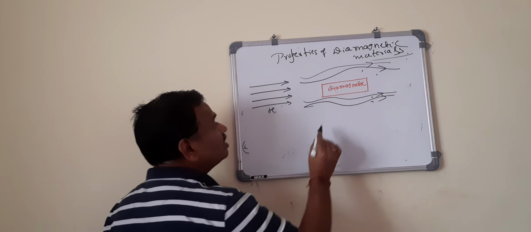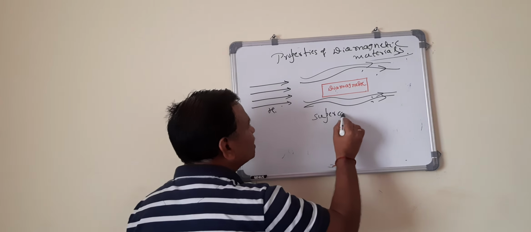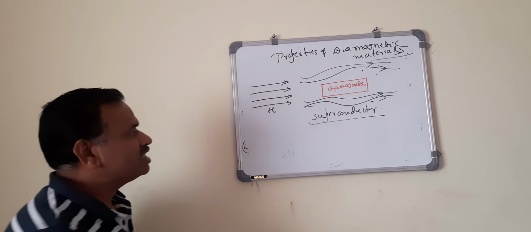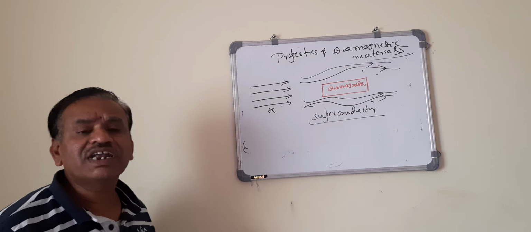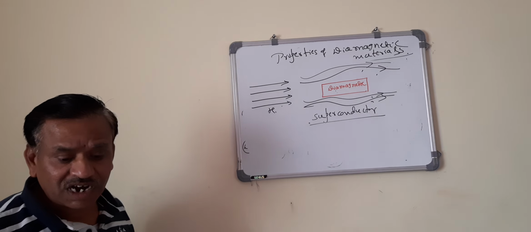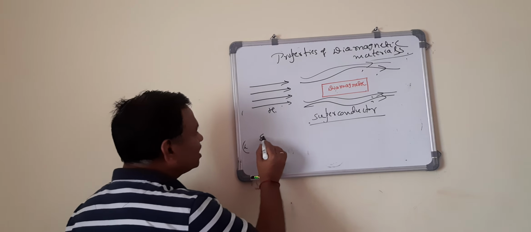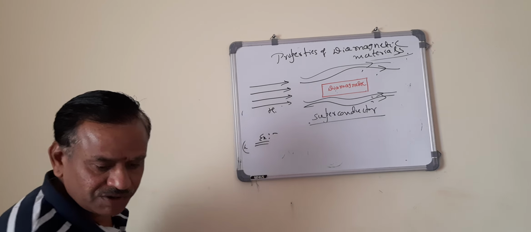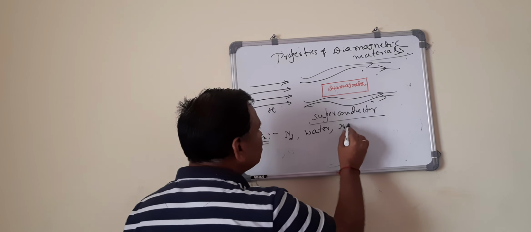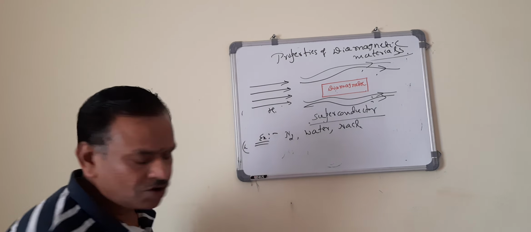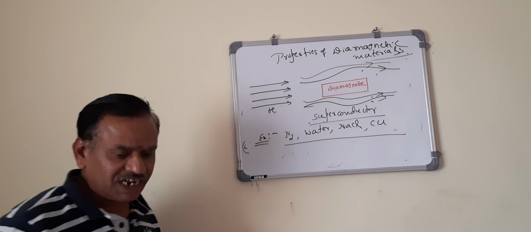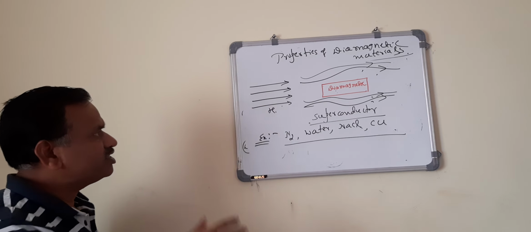A very good example is the superconductor. Last time you studied the superconductor. The condition for a superconductor is that the material should be perfectly diamagnetic. Diamagnetism is the essential condition for superconductivity. Next, examples. Which are the examples for this? Nitrogen, water, sodium chloride, copper. These are the examples for diamagnetic materials.